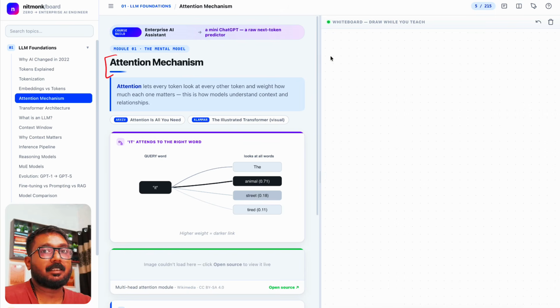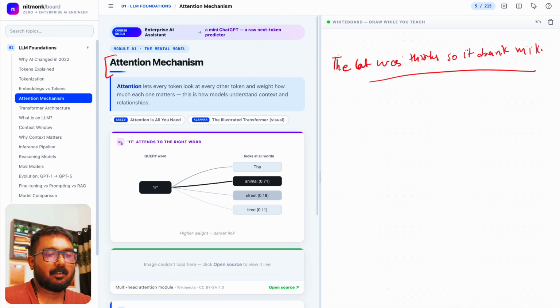If you want to understand the attention mechanism, just focus on this sentence that I'm writing. The cat was thirsty, so it drank milk. We can easily tell that this "it" is representing the cat. We can tell from our understanding.